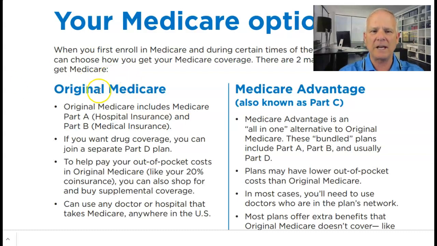So here's original Medicare. Original Medicare includes Medicare Part A and B, hospital and medical. If you want drug coverage, you can join a separate Part D plan, as we talked about, to help pay your out-of-pocket costs in original Medicare, like your 20% co-insurance. You can also shop for it and buy supplemental coverage. We haven't talked about the supplemental, but that's an additional way to help lower some of your costs.